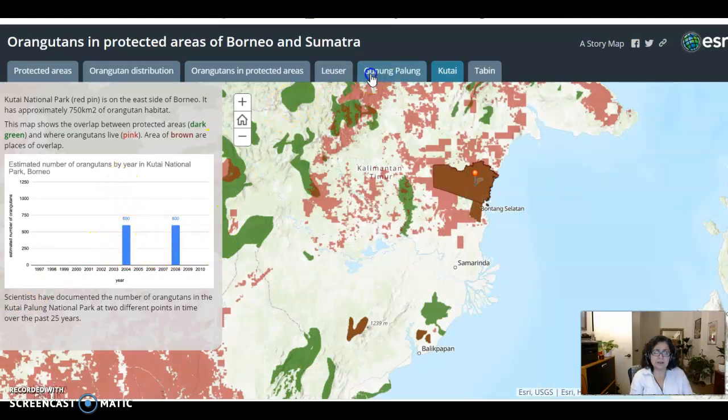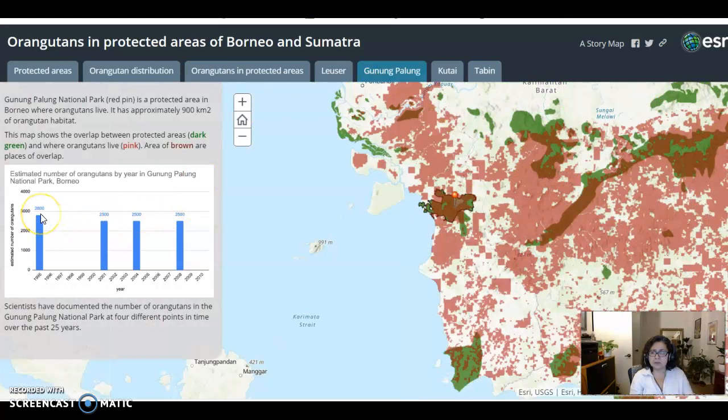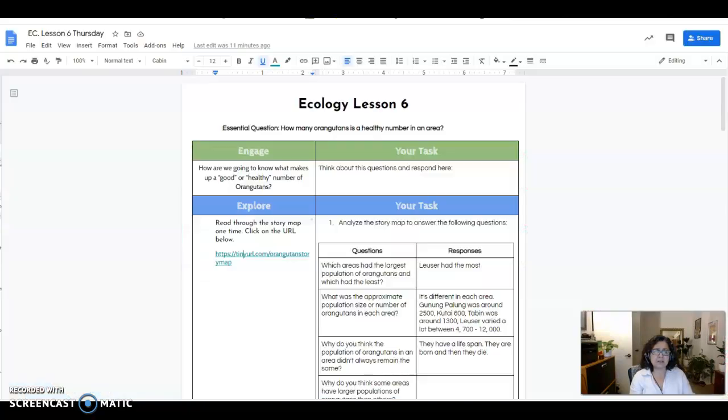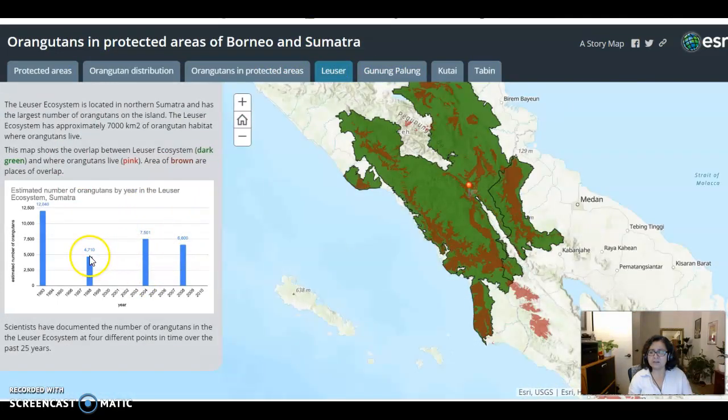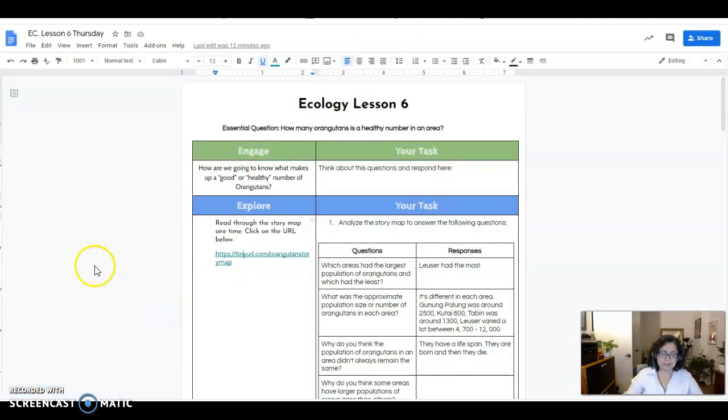It's no change. And then you look at this one and you go, okay, it was 2,800, then it was 2,500. So I'm going to estimate somewhere in between that, right? So I said around 1,300 for Tabin, right? And then so on and so forth. And then the last one, Lusur, was approximately 4,700, because you can see these two numbers fall between these, right? Or it's a little bit higher, but I wanted an approximation. I'm not looking for the exact answer.